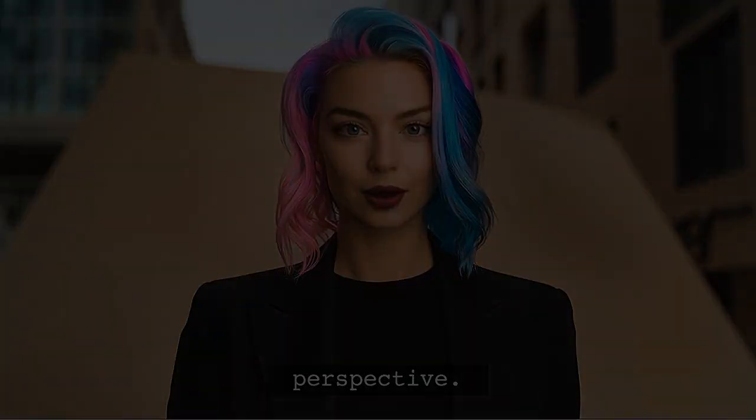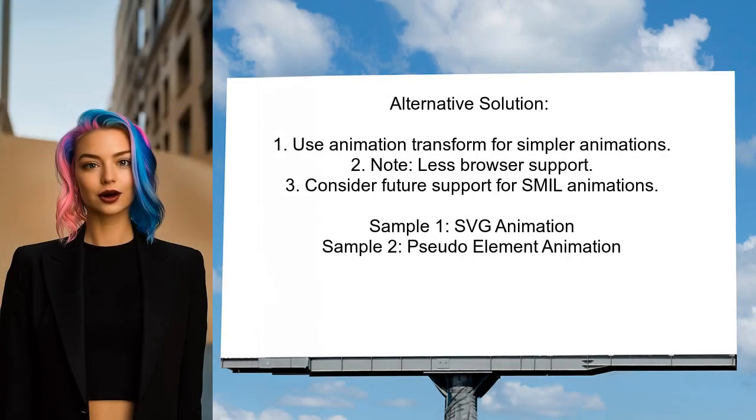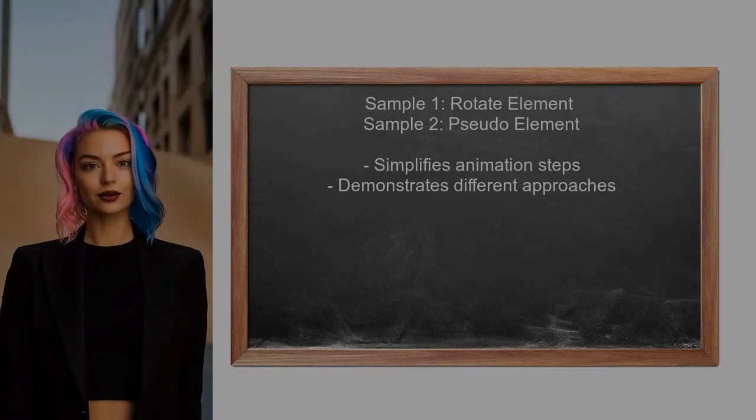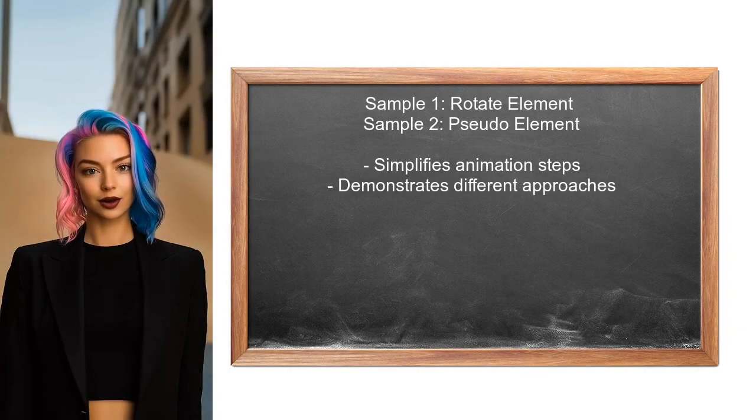Let's see another perspective. An alternative solution provided by another user involves using 2 additional samples with the original SVG and the animation transform feature. They note that while using animation transform has less browser support, it can simplify the animation process. In their first sample, they rotate the element itself, making it easier to define each step. The second sample uses a pseudo element to create the animation effect. They also provide 2 more samples that demonstrate different approaches to moving the dots along the path.